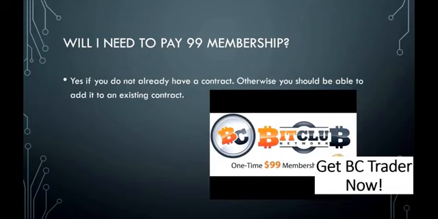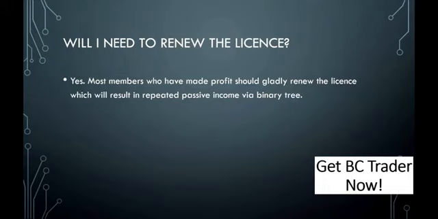Do I still need to pay the 99 membership fees? I believe that you do, right? So all of our contracts, you have to pay a 99 membership fee. Otherwise, if you already have an existing contract, then you will be able to add it to your existing contract. So if you've already got a mining pool, you can probably add on this to your position. Of course, you won't get another spot in the binary tree. But yes, you can add it on if you already have a contract with Bitclub. Otherwise, you're going to have to pay 99 on top of it.